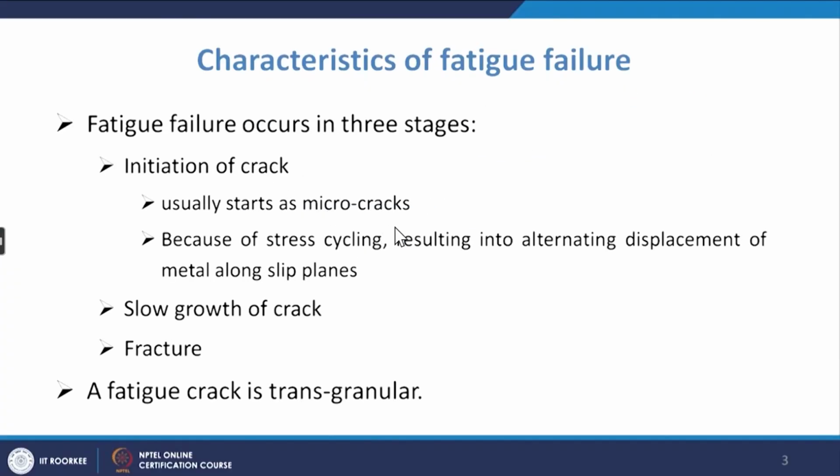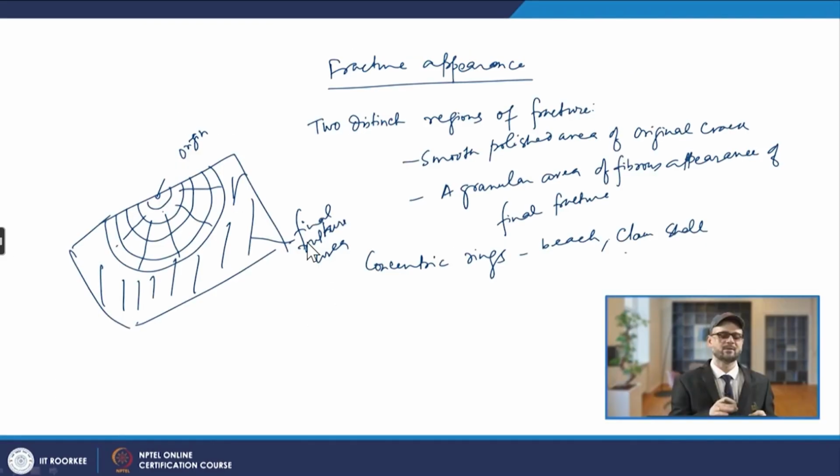It usually starts as micro cracks because of the stress cycling, resulting in altering displacement of the metal along the slip planes, and slow growth of the cracks and fracture. So this is how the stress concentration and micro crack look, and it will propagate. This kind of cracks we can observe in the material.